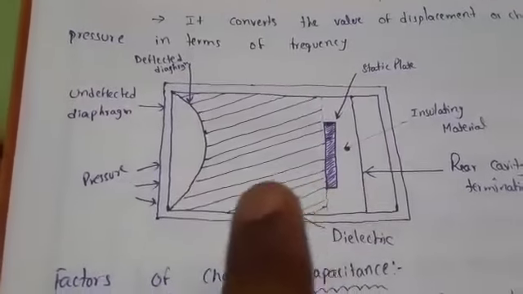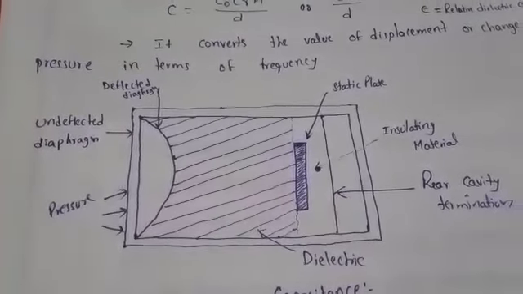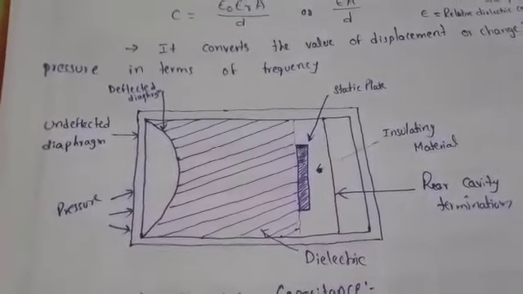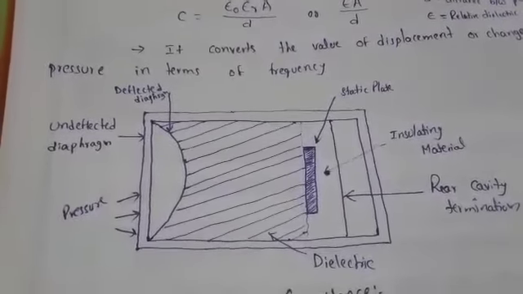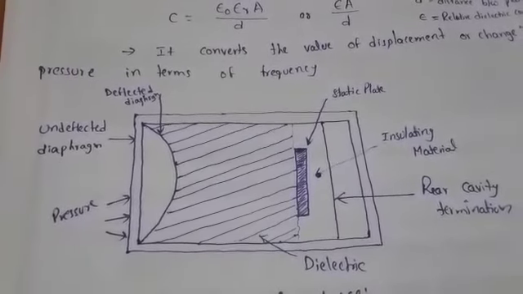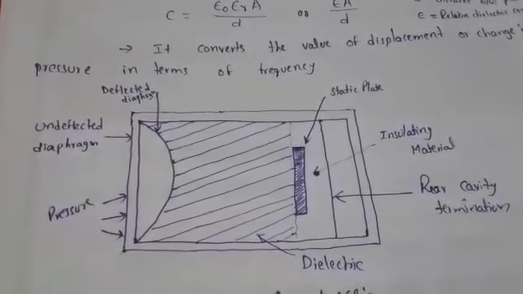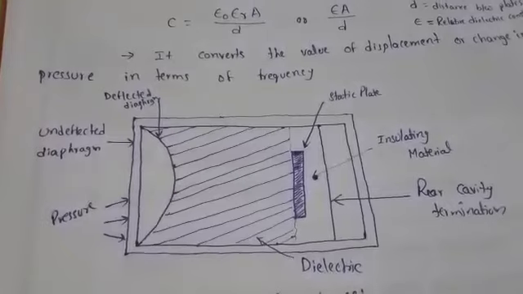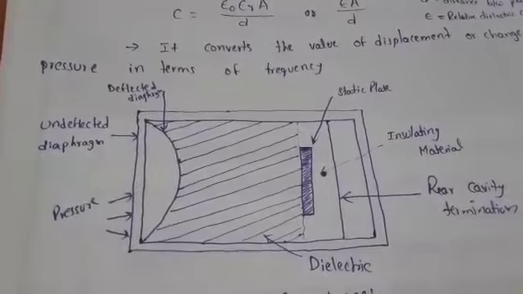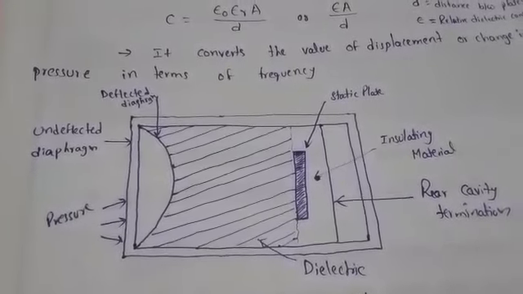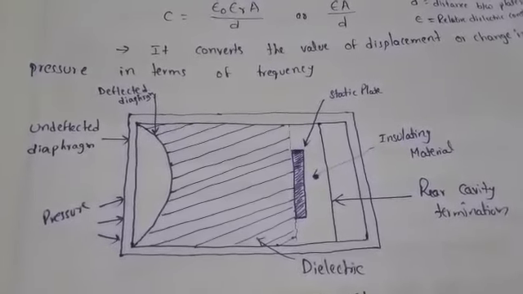So it can be measured by an AC bridge or a tank circuit. Mostly we prefer the tank circuit only. Why? Because it produces a change in frequency according to the change in capacitance. So the capacitance can be measured by using the AC bridge or tank circuit, but mostly we prefer the tank circuit. This value of frequency will correspond to the displacement or force given to the input. Okay.